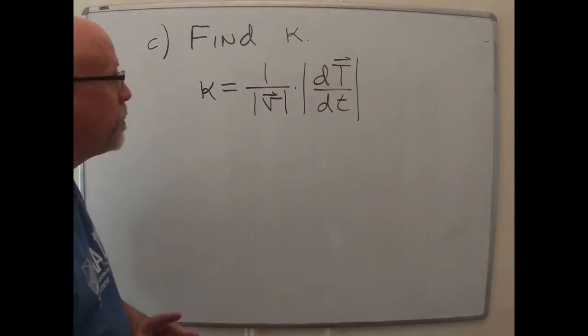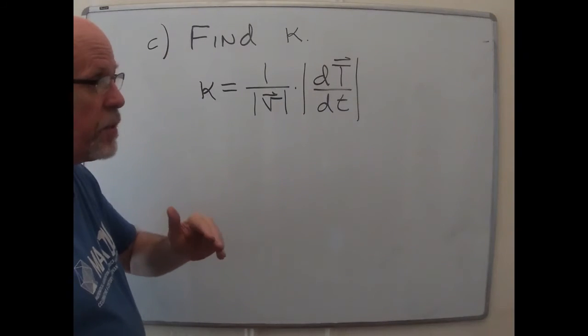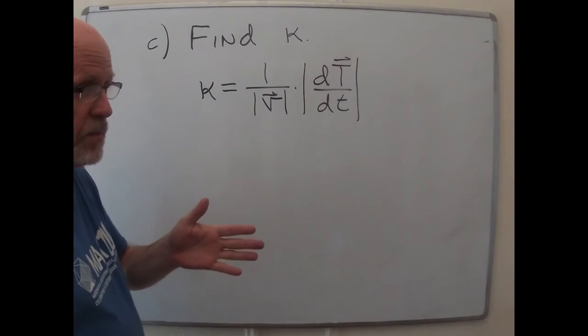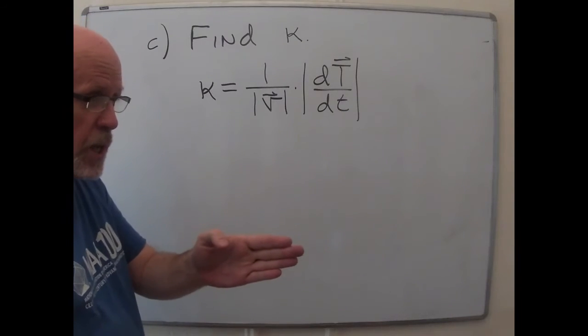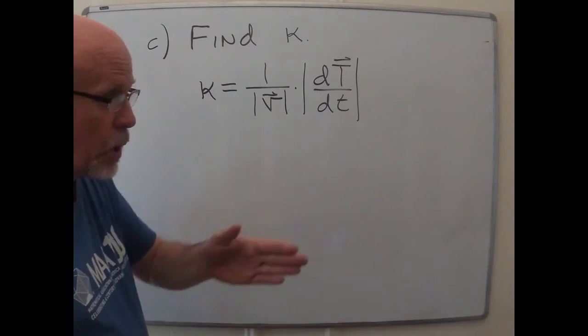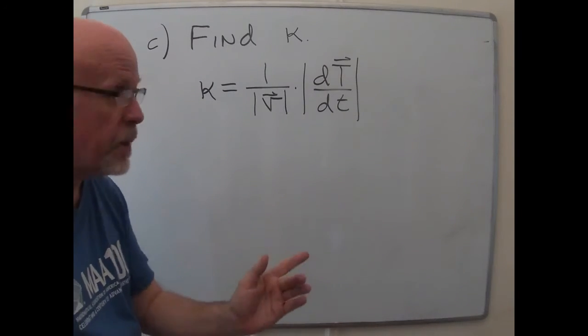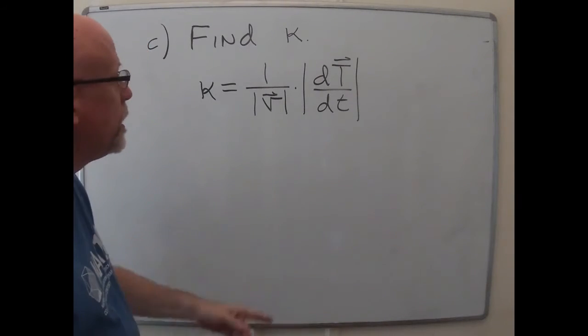And that one is supposed to make physical sense to you. The rate at which the tangent vector is changing with respect to time tells you how the direction of motion is changing. If that's large, it means you're going around a sharp curve. Right? If it's small, then you're more or less on a line, maybe slightly curved.